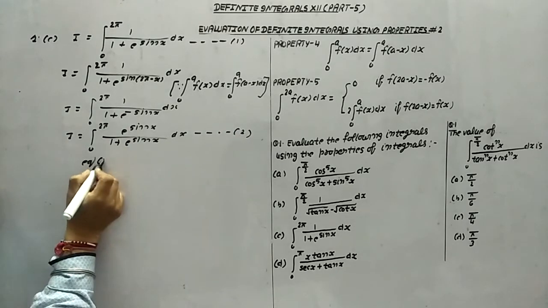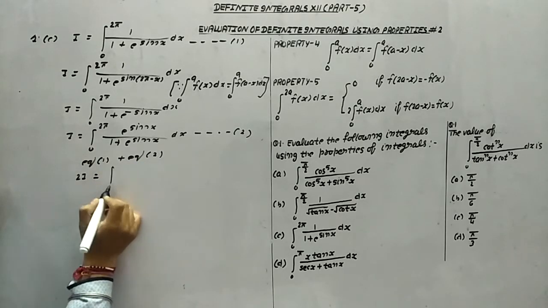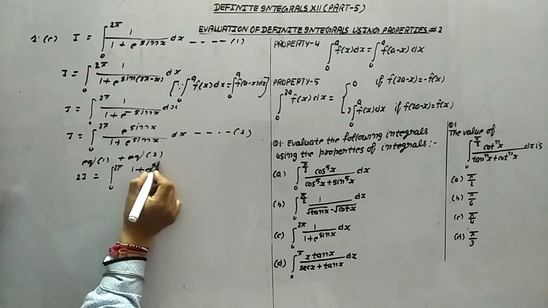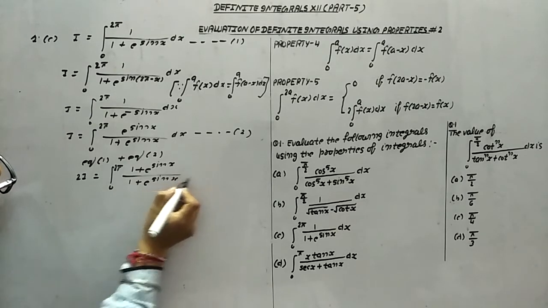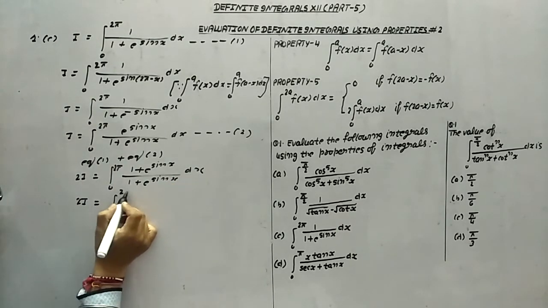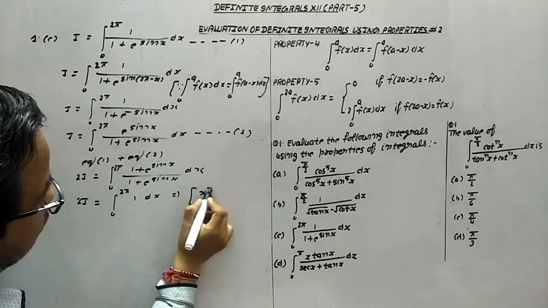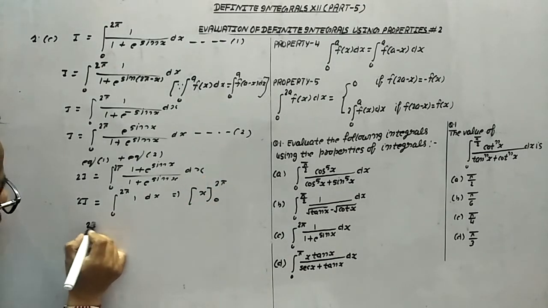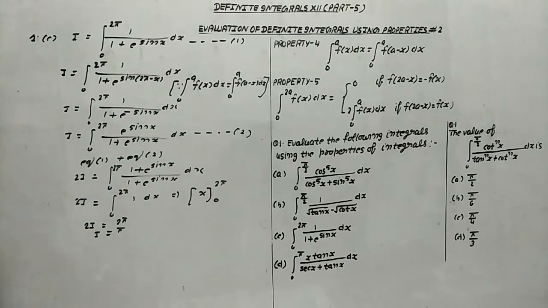Now equation 1 plus equation 2, once we do the addition, 2I is equal to the integration from 0 to 2π of (1 plus e raised to the power sin x) upon (1 plus e raised to the power sin x) dx. Now 2I is equal to the integration from 0 to 2π of 1 dx. It means this becomes x from 0 to 2π. It means 2I is equal to 2π, I is equal to π, and this is the answer.